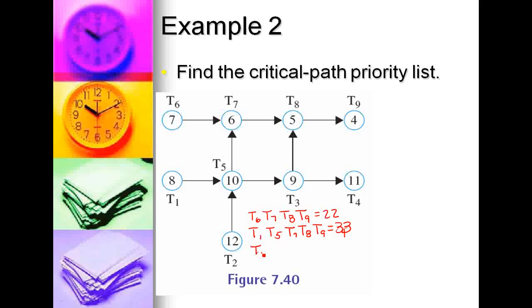Then we have T1, T5, T3, T8, and T9. So that's 8 plus 10 plus 9 plus 5 plus 4 is 36. Then we have T1, T5, T3, T4, and that's 8 plus 10 plus 9 plus 11 is 38.